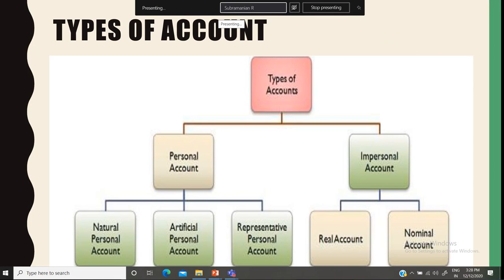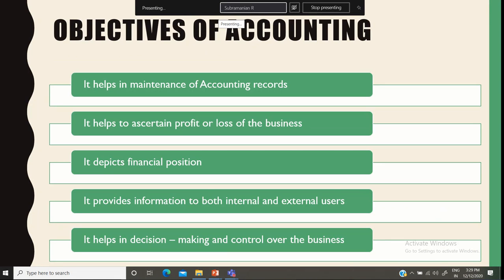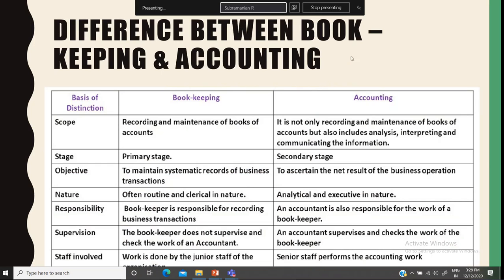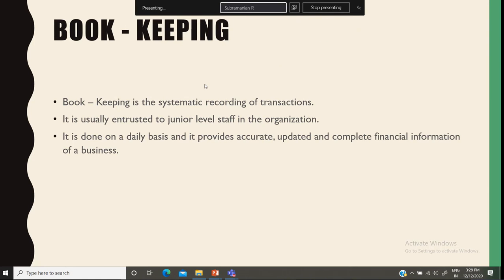So types of accounts, golden rules of accounting, what the double entry system means, and the objectives of accounting, why we are preparing accounting, all those things come under the theoretical part. Branches of accounting, and the difference between bookkeeping and accounting, everything will come under the theory only. These are the things which we must know as accounting students. We must know all these things.